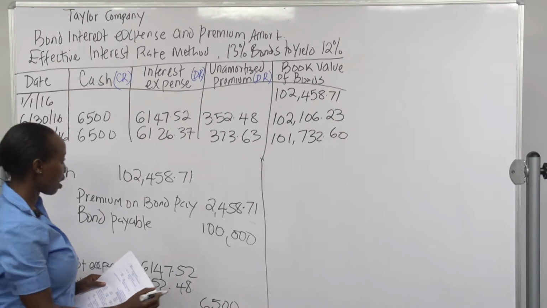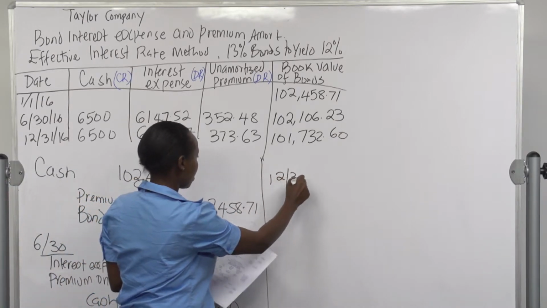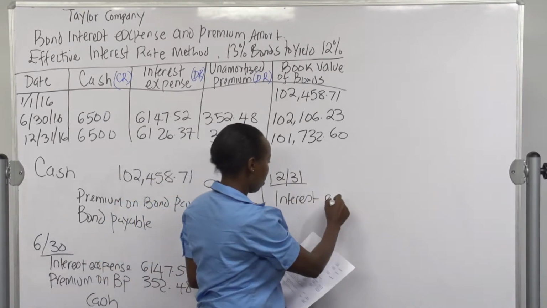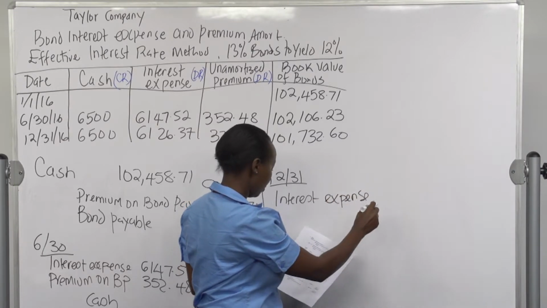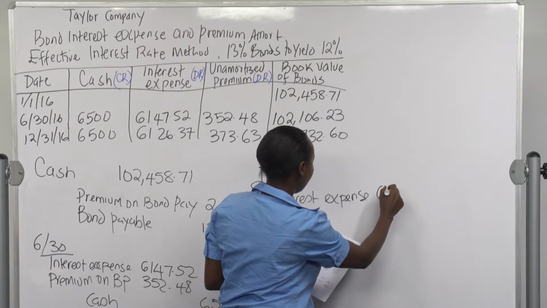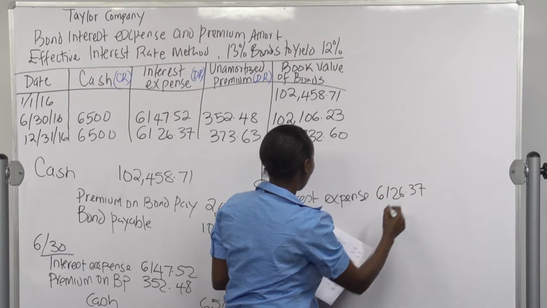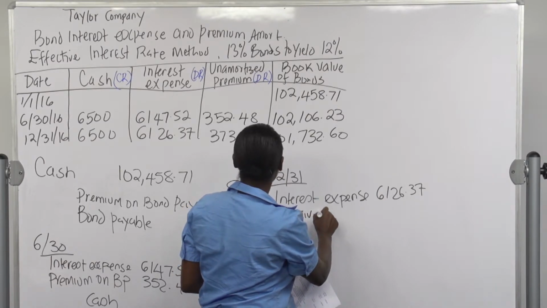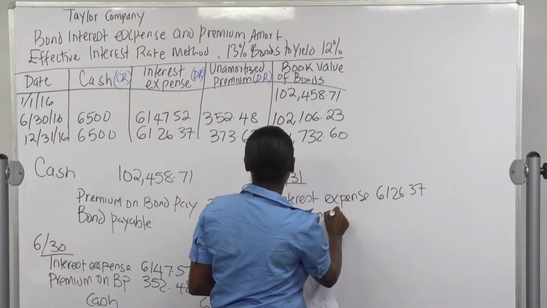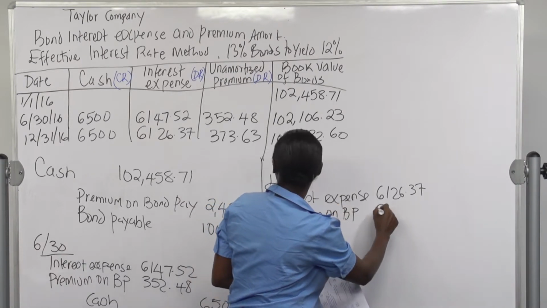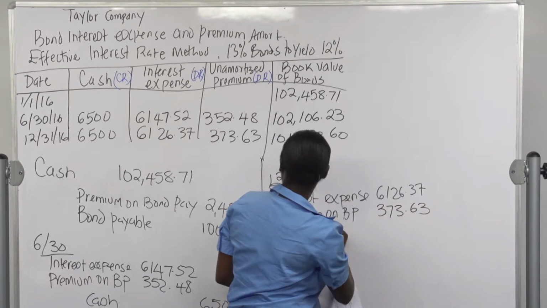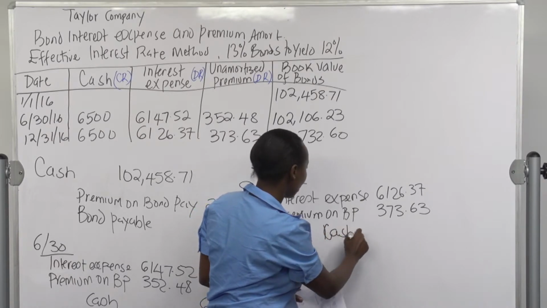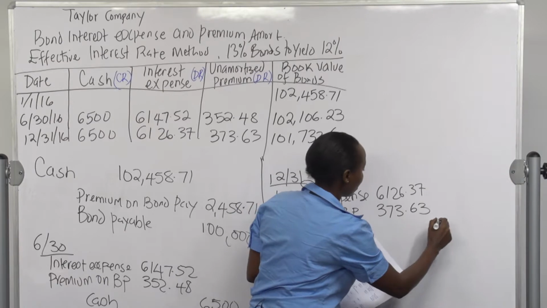$6,500. For December 31st, our interest expense, which we already computed, was $6,126. And the premium, again from the table, premium on bond payable was $373.63, and the cash we paid out again in December was $6,500.